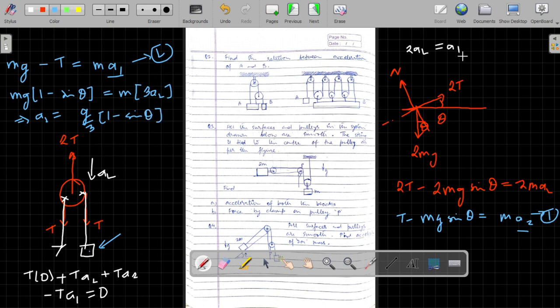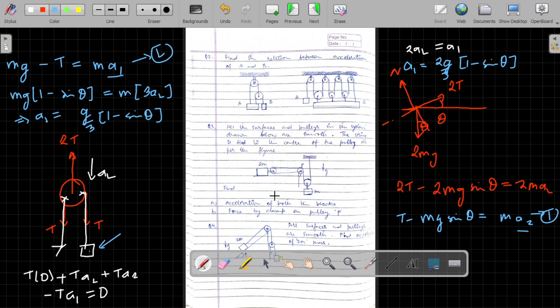And what would be the acceleration of block number 1? For block number 1, its acceleration would be 2 times the acceleration of block number 2, that would be 2g by 3 into 1 minus sine theta. So that is the acceleration of block number 1.